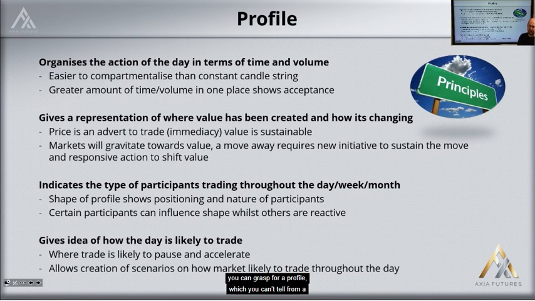The other thing that you can grasp from a profile, which you can't tell from a candlestick, is the participants. Who's participating? Because as we talked about in the very early stages of the first week, different participants have different motivations to trade. And they will leave a different kind of footprint or fingerprint on a candlestick, on a profile. Different kind of shape to a profile, which indicates the prevalence of a certain participant. And what this can then tell you is how likely a move is to continue.